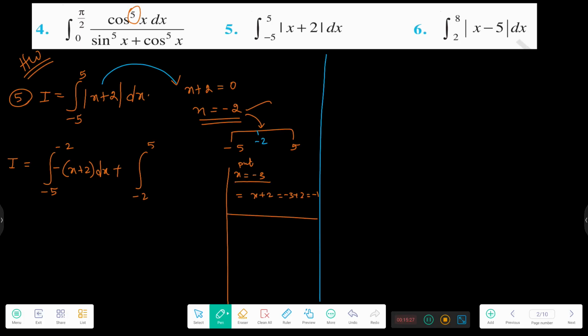Same manner for the next interval. In the next interval, what numbers do we have? Between, you can take any number: 1, minus 1, 0, 3, 4, whatever. An easy number, I am taking 0. So put x equal to 0. x plus 2 is equal to 0 plus 2, which is equal to 2. 2 is positive. Positive means plus of x plus 2 into dx.